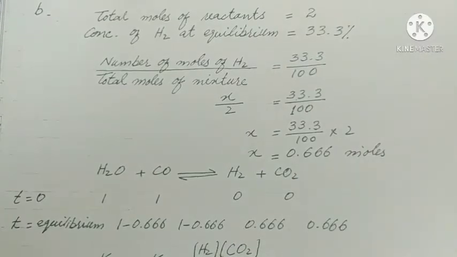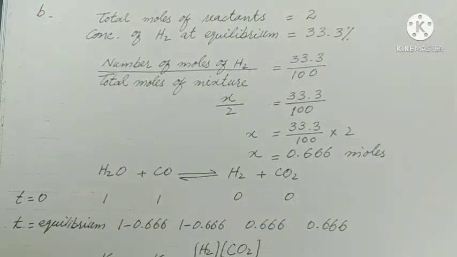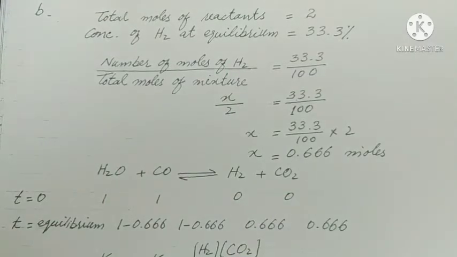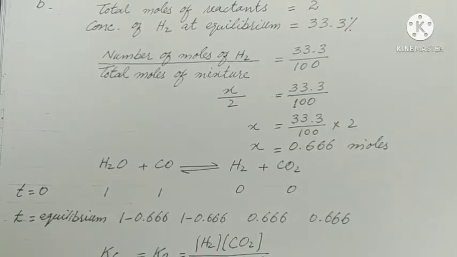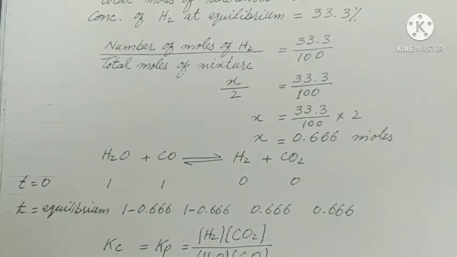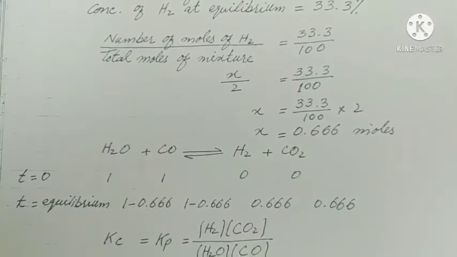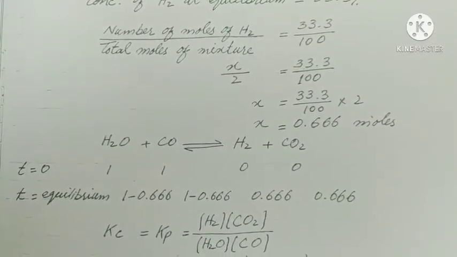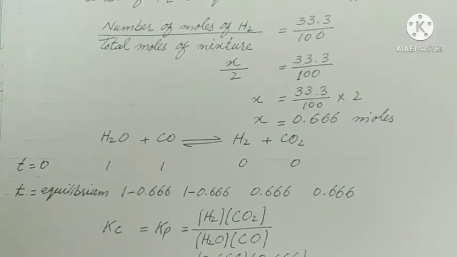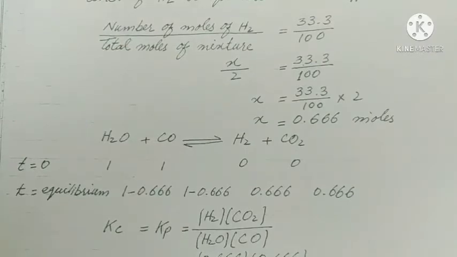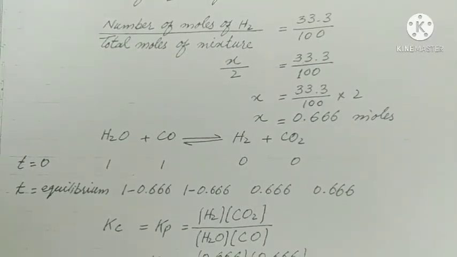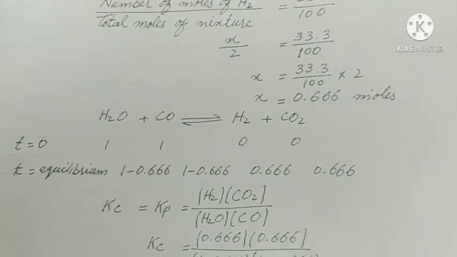Now write the equation again. H2O plus CO gives H2 plus CO2. When time is equal to 0, 1 mole of H2O and 1 mole of CO, and 0 moles of hydrogen and 0 moles of carbon dioxide. When time is equal to equilibrium, then 1 minus 0.666 moles of H2O and 1 minus 0.666 moles of CO, because 0.666 moles of H2 and 0.666 moles of CO2 are formed. So the number of moles of reactants decreased will be equal to the number of moles of products formed.